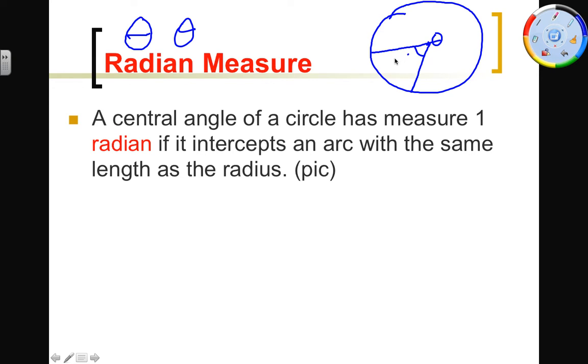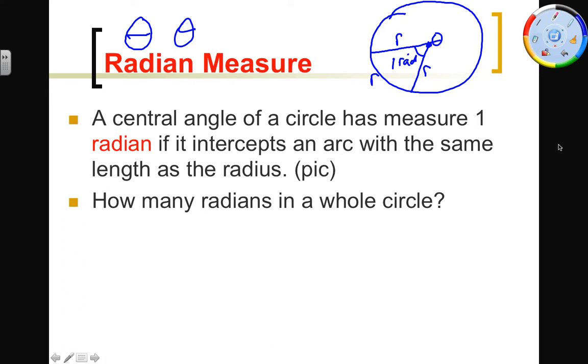This angle is 1 radian as long as this arc is the same length as this radius. Central angle meaning coming from the center, right? So if this arc is the same length as this radius, then the angle has a measure of 1 radian. So the question then asks, how many radians are in a whole circle?